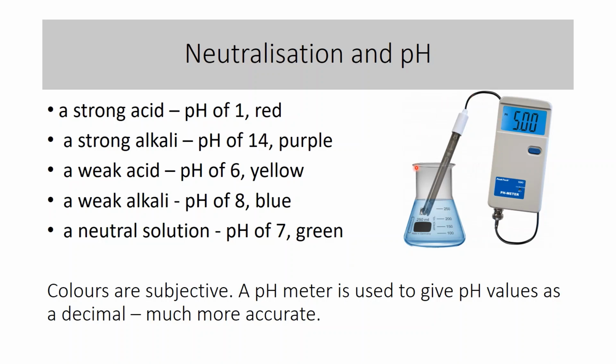So a pH meter is used instead, which is where you have a pH probe that measures the conductivity of the solution, and the conductivity will change depending upon the pH. And the meter will interpret the conductivity read by the probe and will give you a specific reading, usually to 2 decimal places on the meter here. So a pH meter is used to give specific pH values, usually to 2 decimal places, which is much more accurate. It's much closer to the true value.